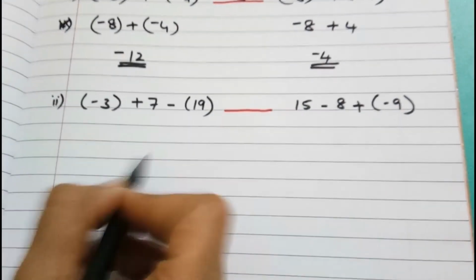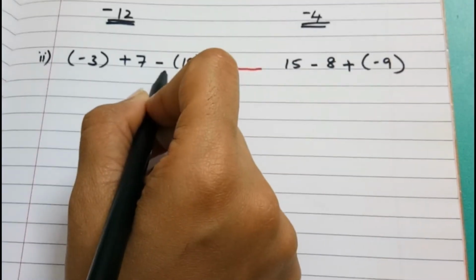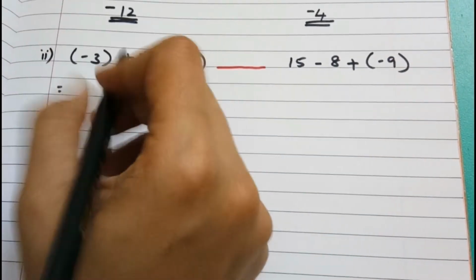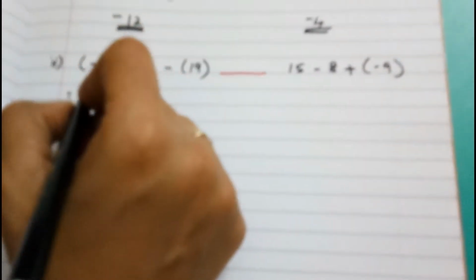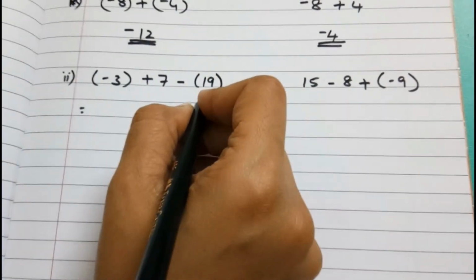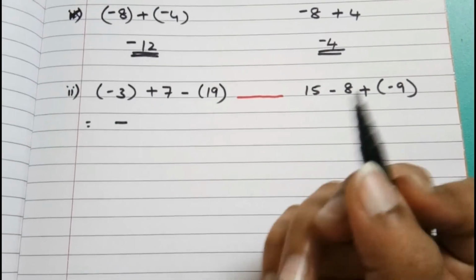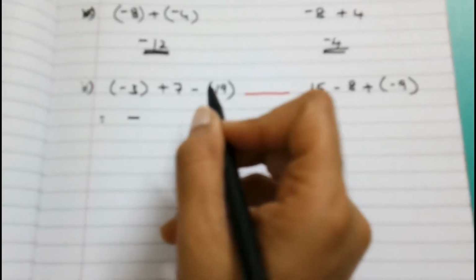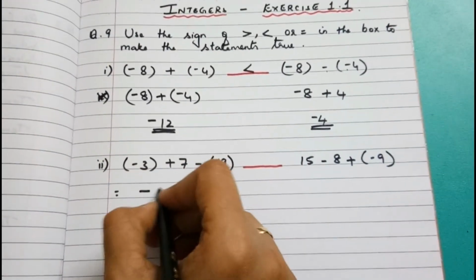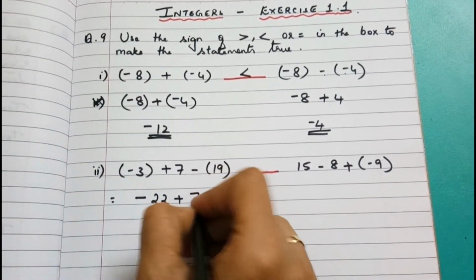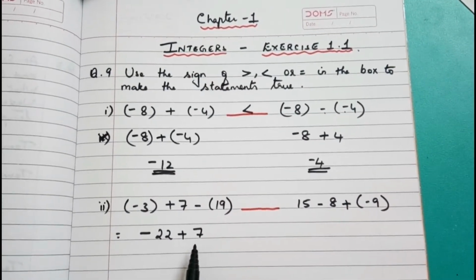So first let's start with this part. Here -3 plus 7 and -19. What we'll do here is, we'll first add the two minus numbers, that is -3 and -19. So what is -3 and -19? Always there will be a minus sign, that is for sure. Since both are minus, we need to add. So that is 19, 20, 21, 22. -22 plus 7.